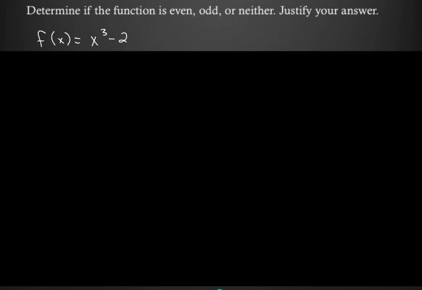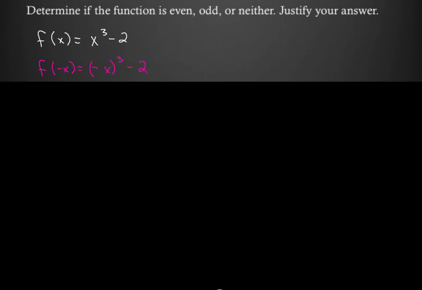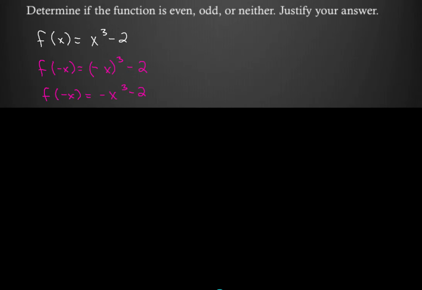Now, the first thing that we'll do, of course, is substitute negative x everywhere we see an x, and there's only one here. When we do that, and again, make sure you put parentheses anywhere you're going to be substituting that negative x. So when we do the arithmetic and the algebra, we just end up with f of negative x equals negative x cubed minus 2.